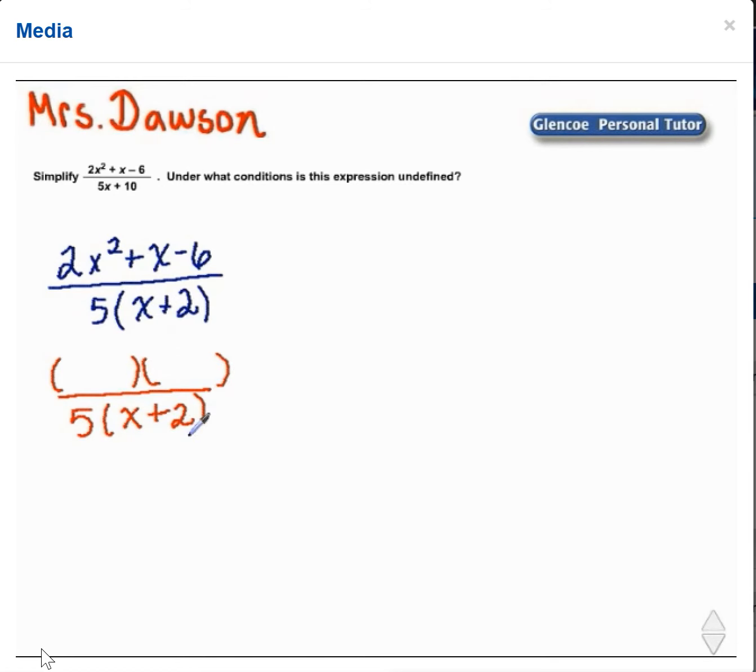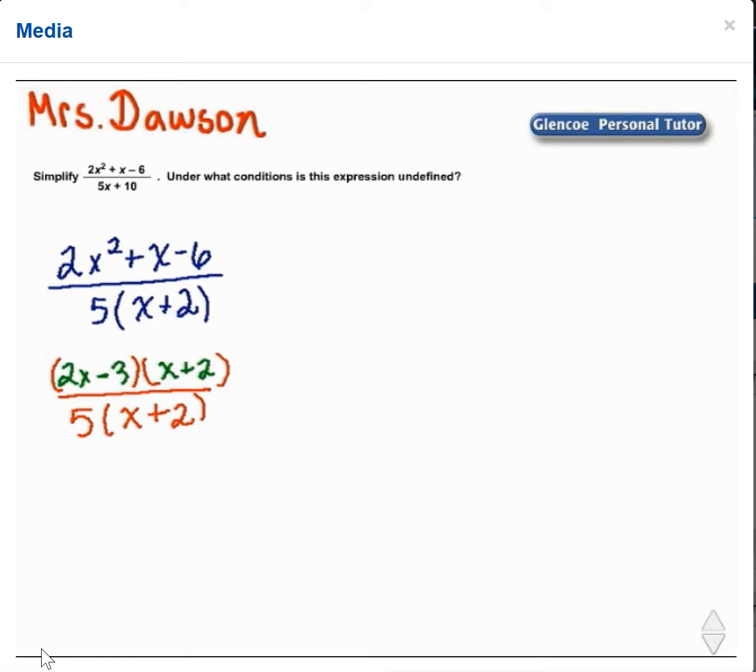So because we had a binomial factor in the denominator of x plus 2, I'm going to try x plus 2 as one of the binomial factors. So we're asking ourselves, 2x squared is what times x? That would be 2x. And negative 6 is what number times 2? That would be negative 3.